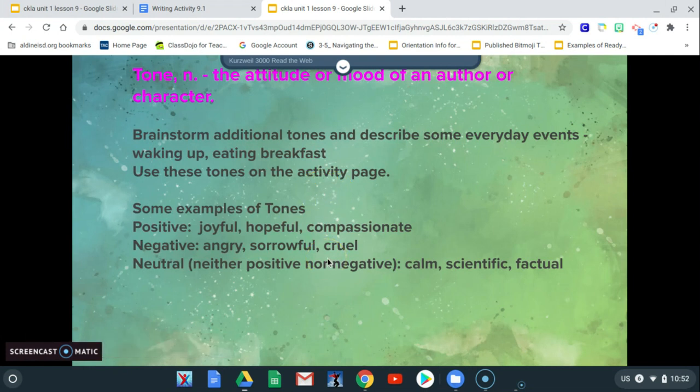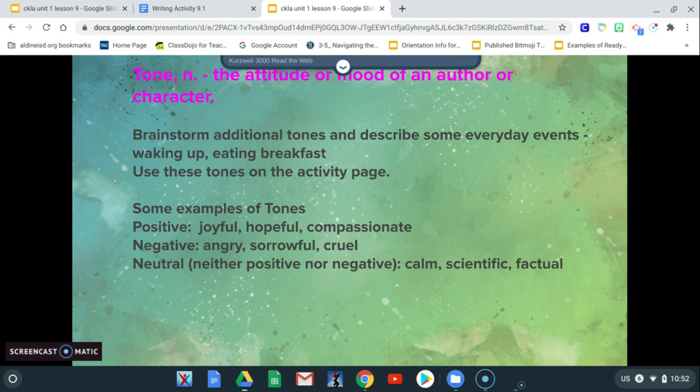So let's look into the definition of tone. Tone is a noun. It's the attitude or mood of an author or a character. So let's start to brainstorm additional tones and things that might describe our everyday events like waking up, eating breakfast. For example, you can have a positive, hopeful, and compassionate tone towards waking up and eating breakfast.